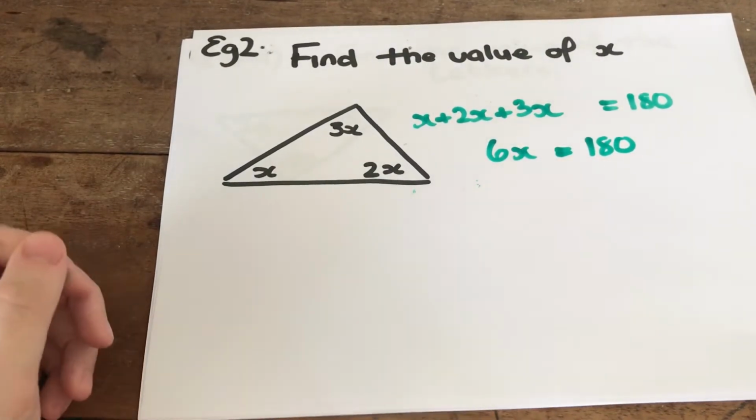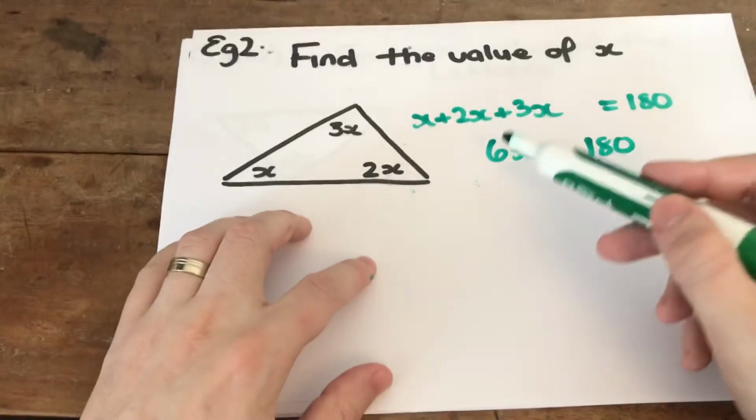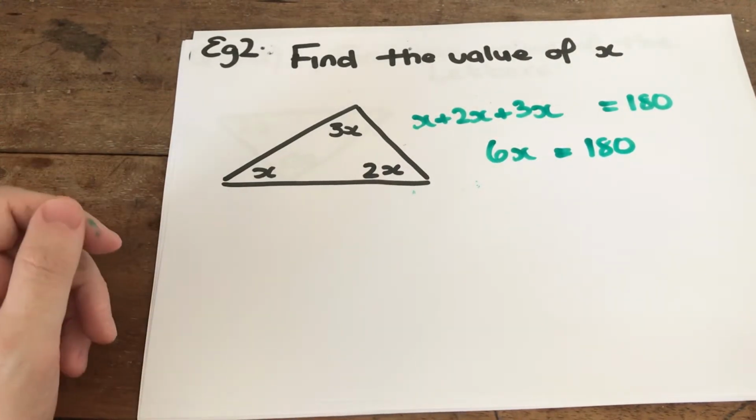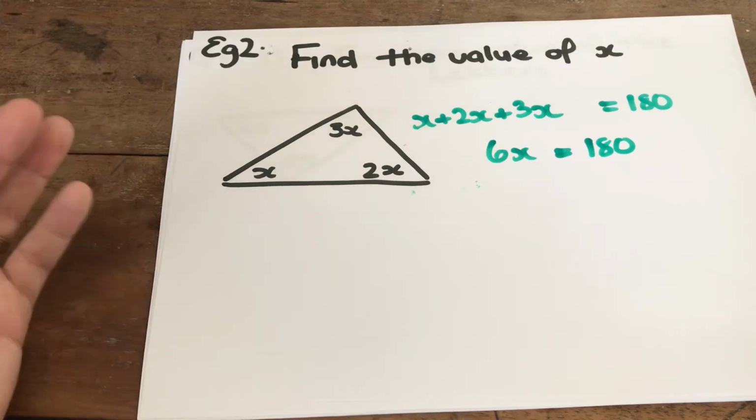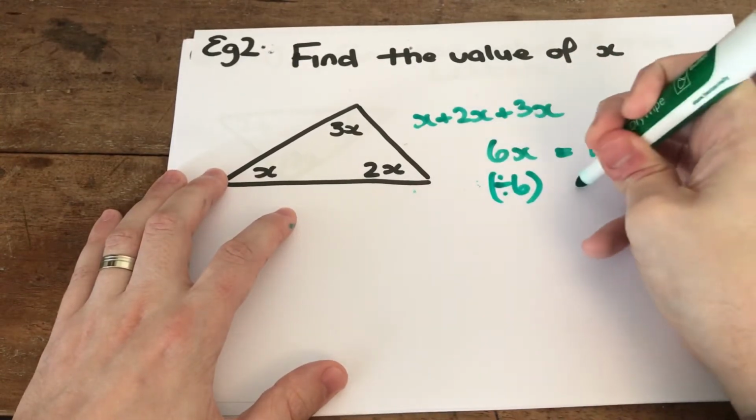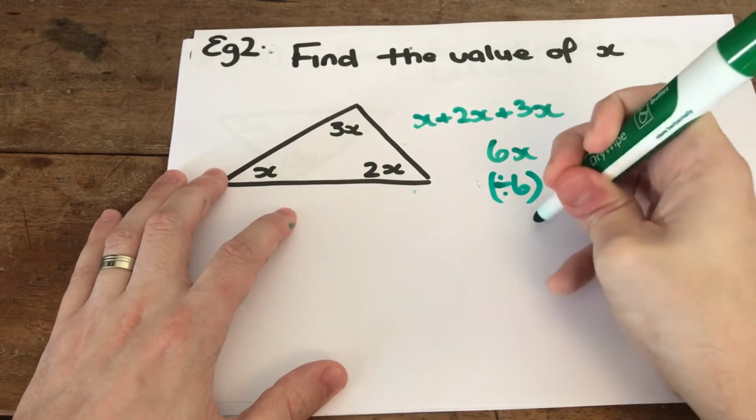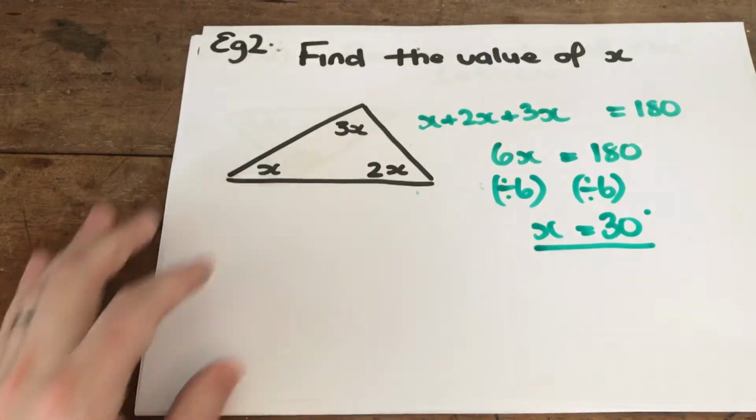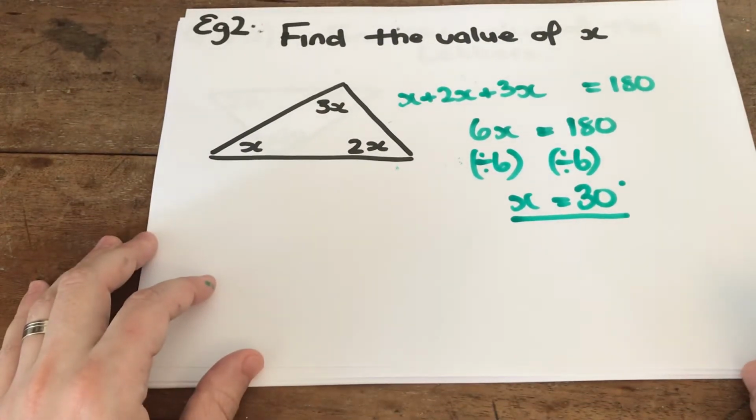We then want to find out what one value of x is. 6x means 6 times x, so we do our inverse operations to solve this. The inverse of multiplying by 6 is dividing by 6. So we divide both sides by 6, and we get x equals 30 degrees. And that would solve this problem for us there.